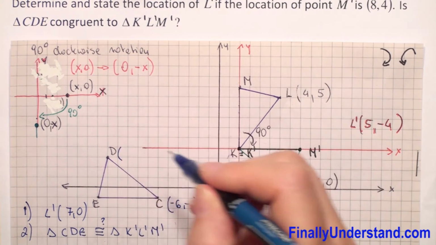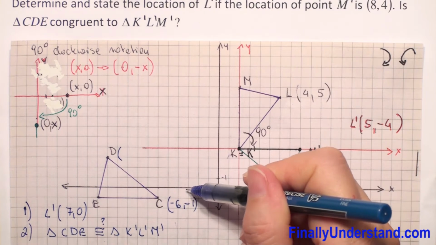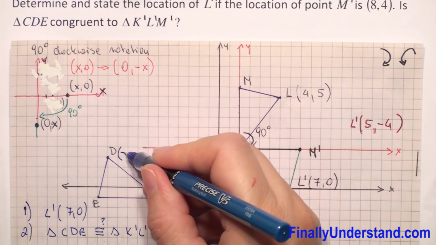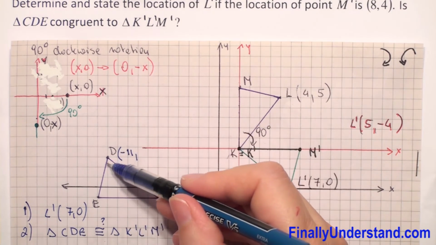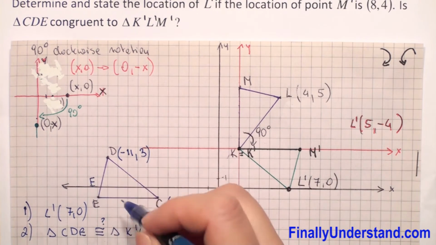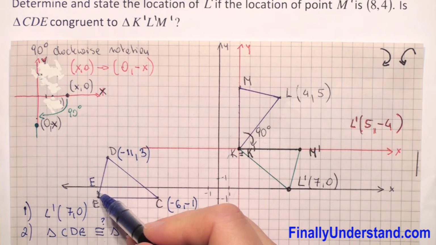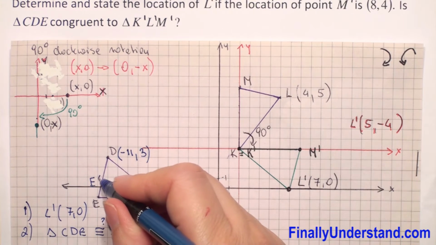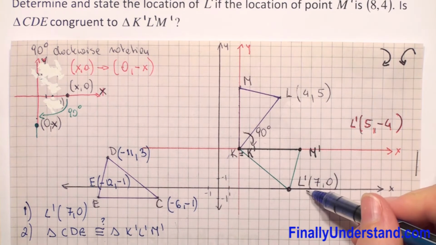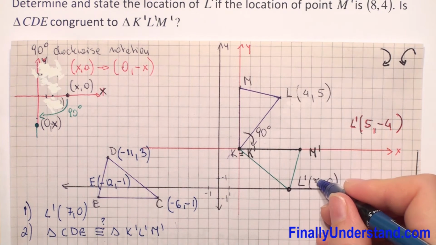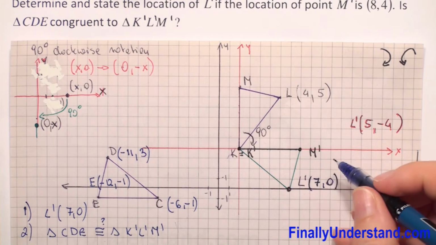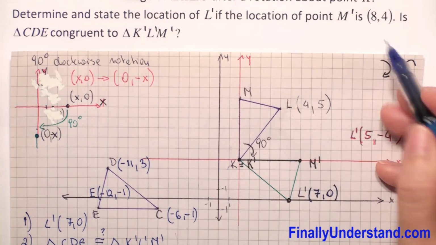Point D has coordinates 1, 2, 3, 4, 5, 6, 7, 8, 9, 10, 11, negative 11, and we are 3 units up. Point E, here was 11, so it will be 12 and 1 down, so negative 12, negative 1. Point L prime, we calculated, this is 7, 0. M prime was given, this is 8, 4.